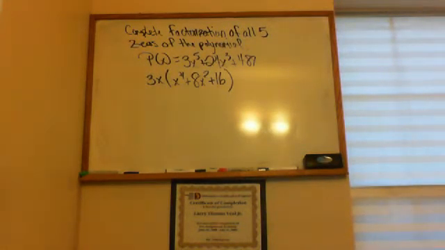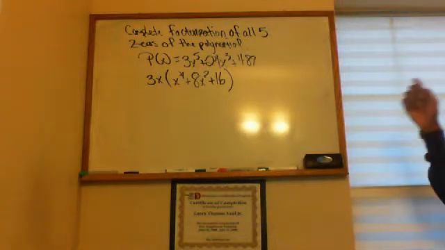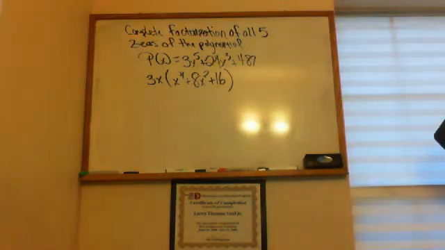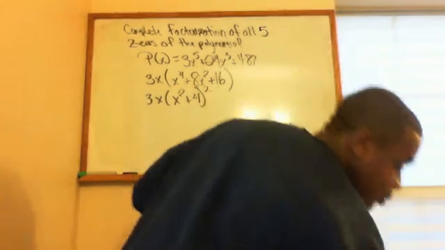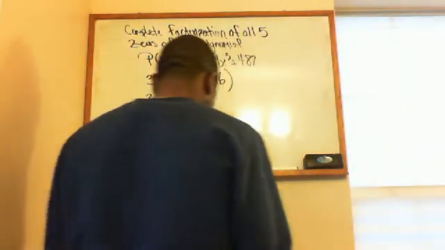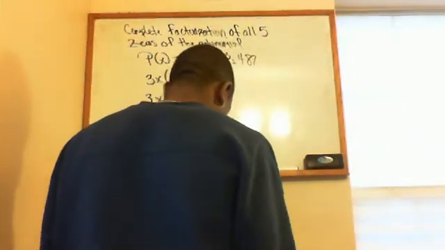We need to see if I can factor it. So, it's a perfect square of some sort. X to the 4th and 16. What's the square root of 16? 4. What's the square root of x to the 4th? X squared. Right? So, this really is 3x times x squared plus 4, squared, isn't it? Twice. Alright. Any question on that so far?